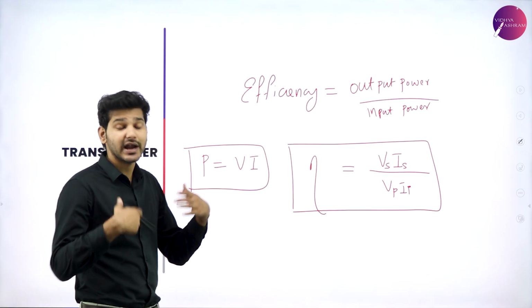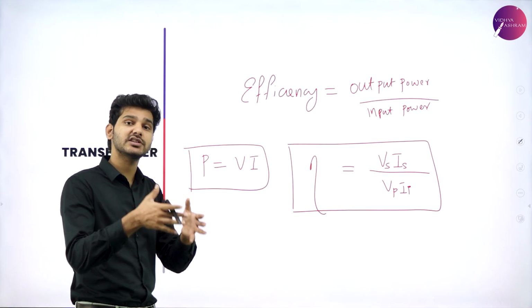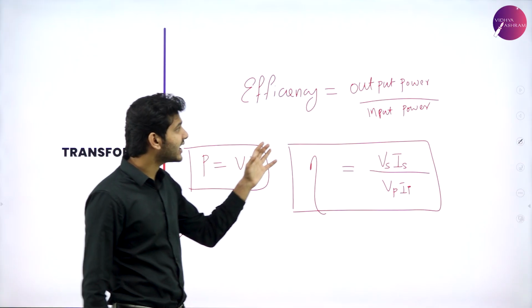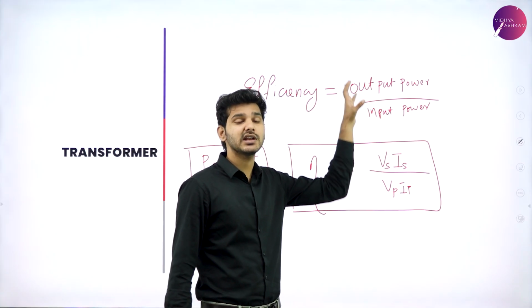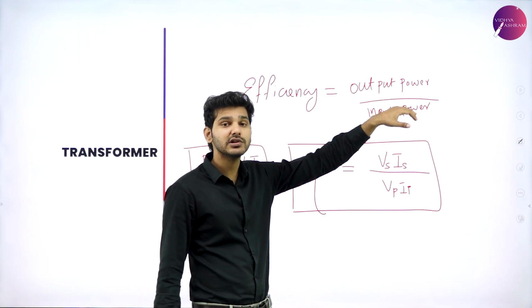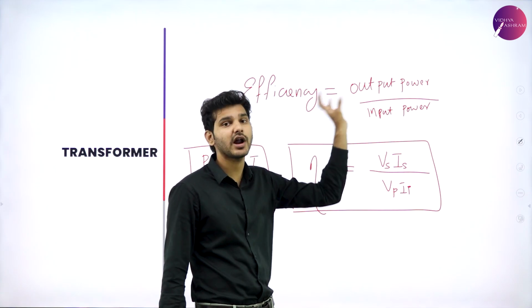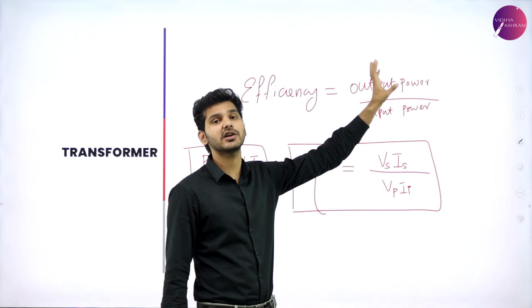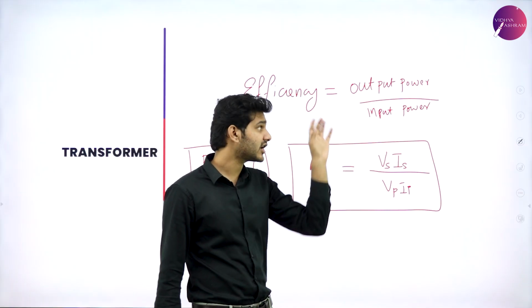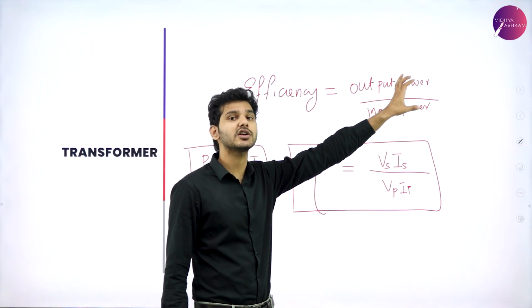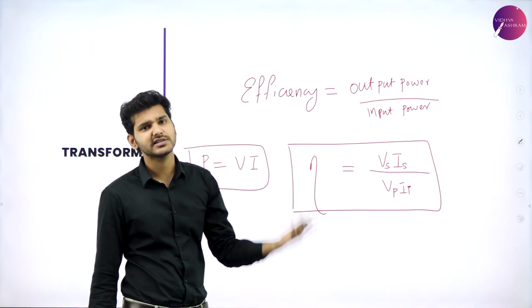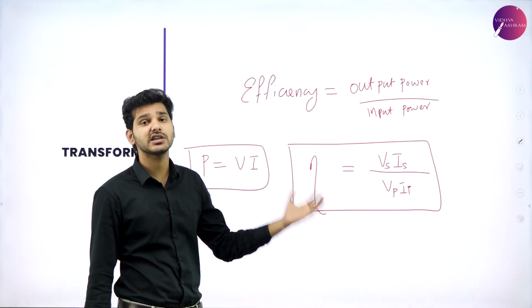An ideal transformer, that is a 100% efficient transformer, whatever input we are giving, we'll get it as output. The ratio will be equal to 1. If you're giving 100 grams of fuel and you're getting 100 grams of output, or 100 joules of energy you're putting in and 100 joules you're getting as output, then you can say that the net efficiency is equal to 1.